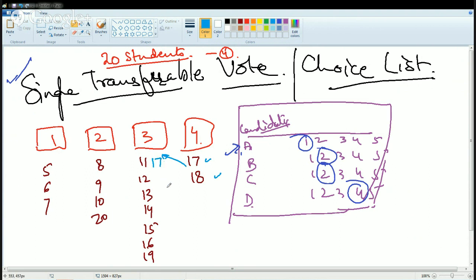So he'll say, I'll cast my vote to 3. Then 18 believes 3 is winning, but there might be a probability that 2 can also win. So he'll jump to 2. So candidate 4 remains with no student who is electing him. There is an addition in the number of votes for candidate 3. Again, there is an addition for candidate 2, and candidate 1 remains status quo. Okay, so this is how single transferable vote works.